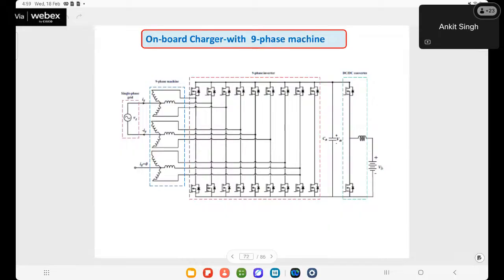If you want to have a single phase supply between two neutrals of the supply, there will be a single phase supply across two neutrals and one neutral point left open.